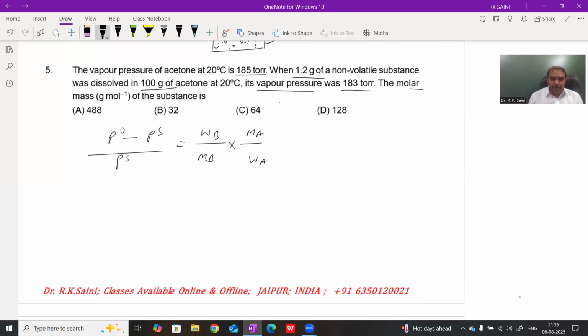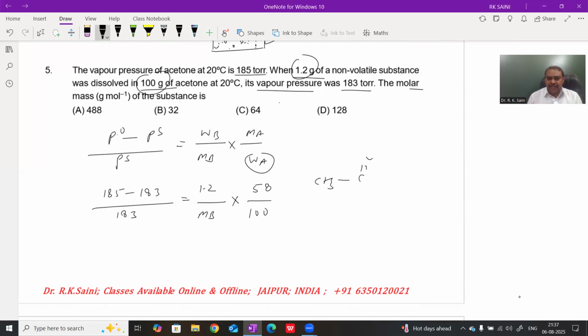In the given question, P naught is 185, PS is 183, divided by PS 183, given weight of solute is 1.2 gram. We find their molar mass MB. Weight of solvent, acetone, is 100 gram, and the molar mass of acetone is 58. Then we find molecular weight. Very easy. Nearly 64, it comes around 63.65. Therefore, the answer is C.